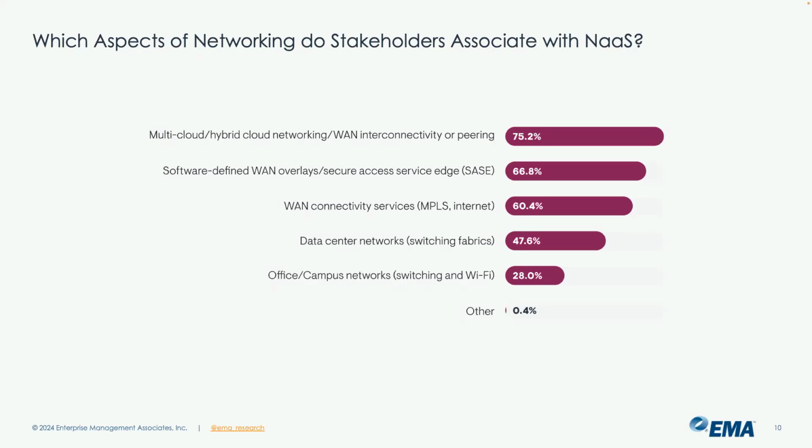And then not as common, but still pretty popular. Some people think it's outsourced data center networking, and more than 1 in 4 think it can refer to office or campus networks like switching and Wi-Fi. So as you can see, when you say I'm offering a network as a service solution, you need to go a little deeper than that, because it could mean a lot of different things.